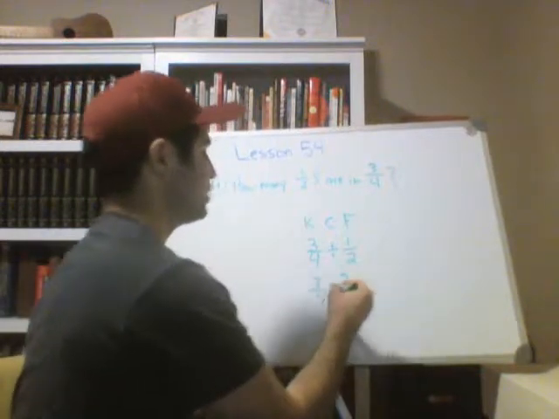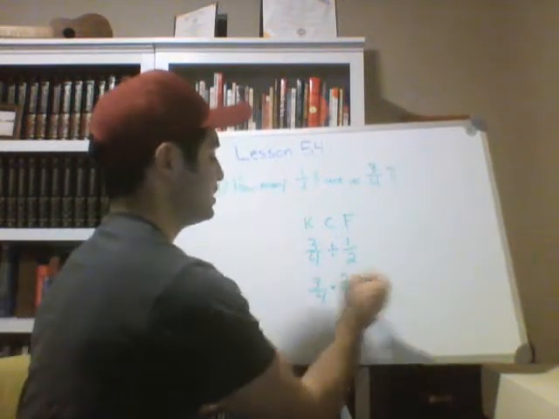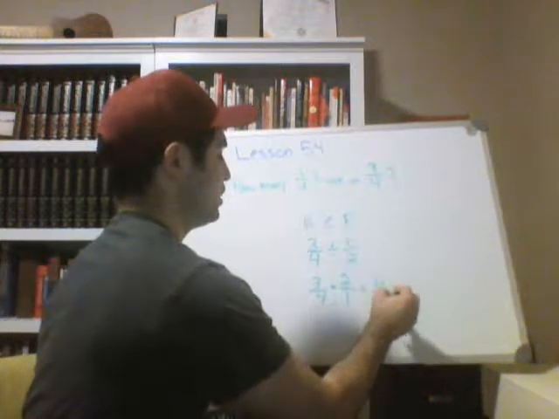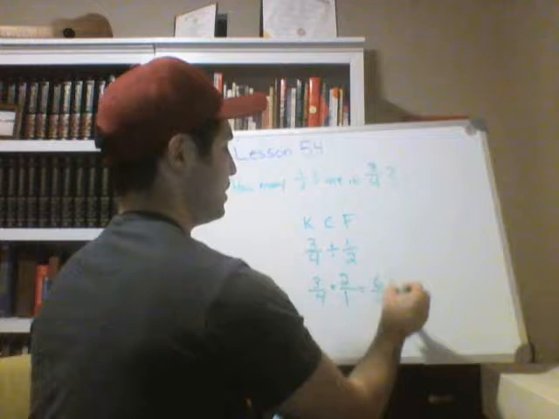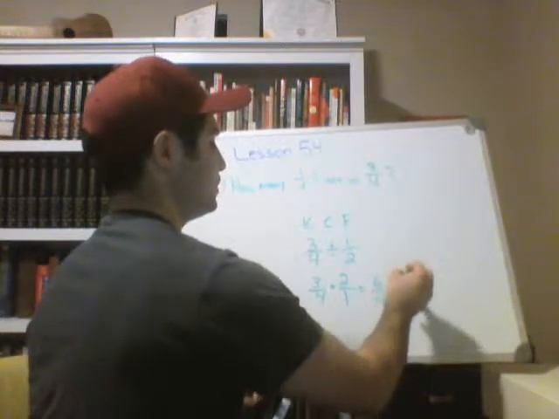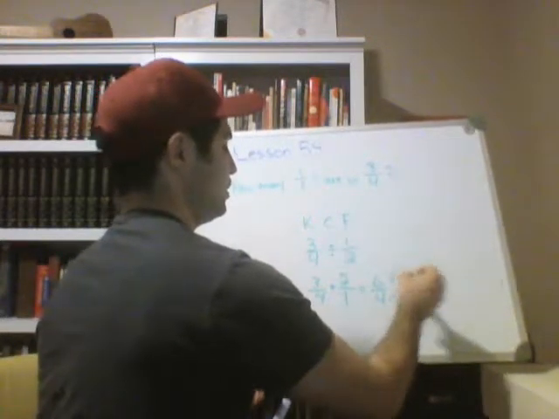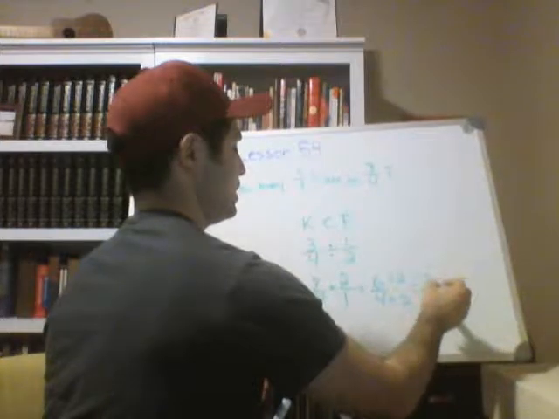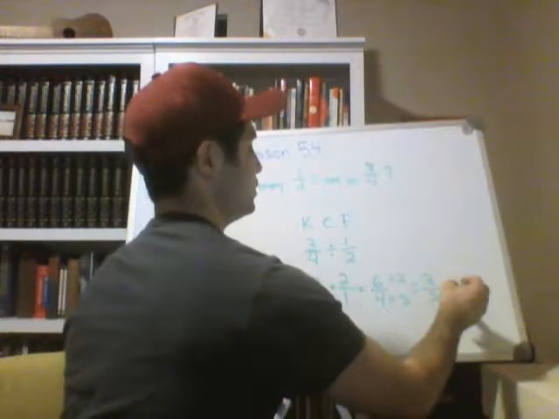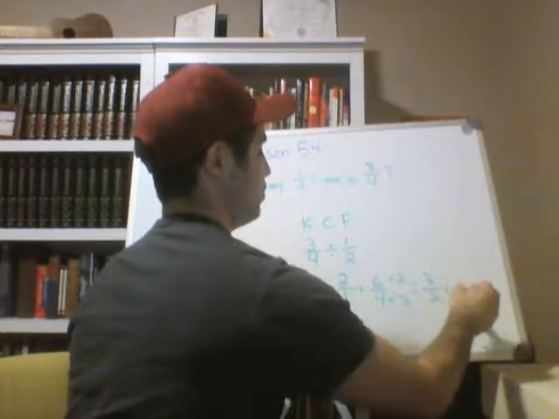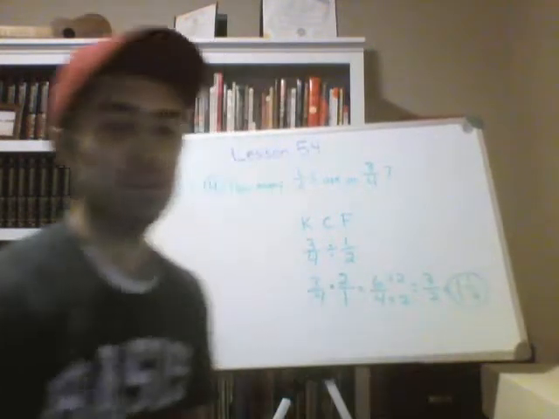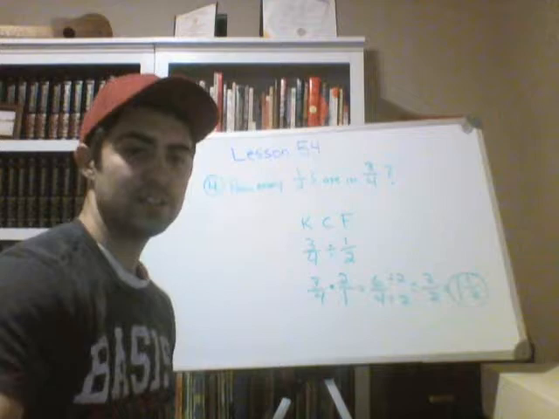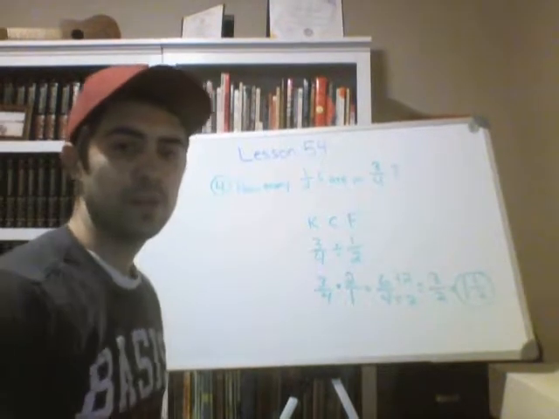Now you can multiply straight across. 3 times 2 is 6. 4 times 1 is 4. Okay? Then you can reduce, if you divide top and bottom by the same thing. Divide them both by 2. This will be 3 halves, which is the same as 1 1/2. So there's one answer. Let's do another problem.